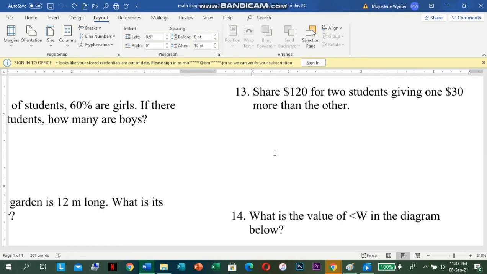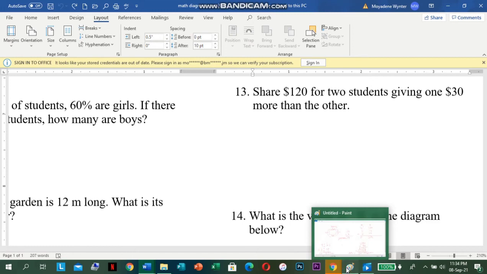It says share $120 for two students. So you're going to share $120 for two students, and you're going to give one of them $30 more than the other. That's what the question is saying, right? Remember now, we're working with $120 and we want to share it for two students, and we want to give one $30 more than the other.